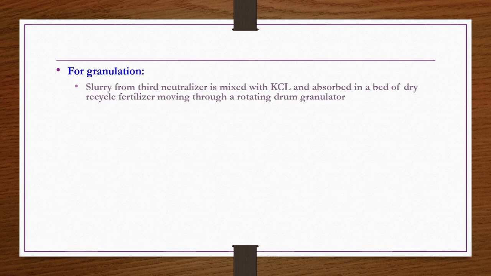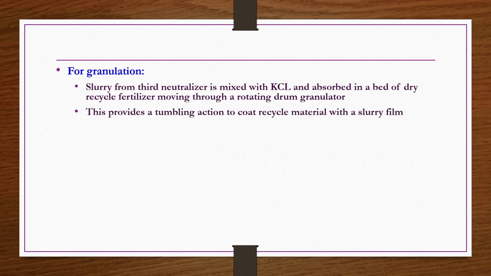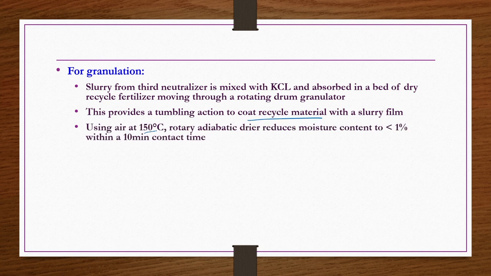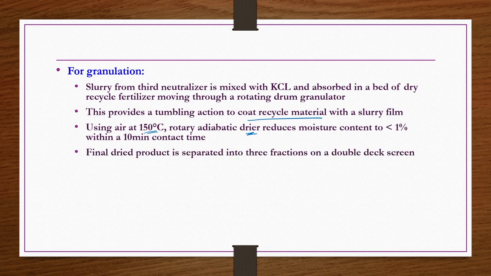For the granulation section, slurry from the third neutralizer is mixed with potash crystals and absorbed in a bed of dry recycled fertilizer moving through a rotating drum granulator. This provides a tumbling action to coat recycled material with a slurry film. Using air at 150 degrees centigrade, a rotary adiabatic dryer reduces moisture content to less than 1% within a 10 minute contact time. The final dried product is separated into three fractions on double deck screens.